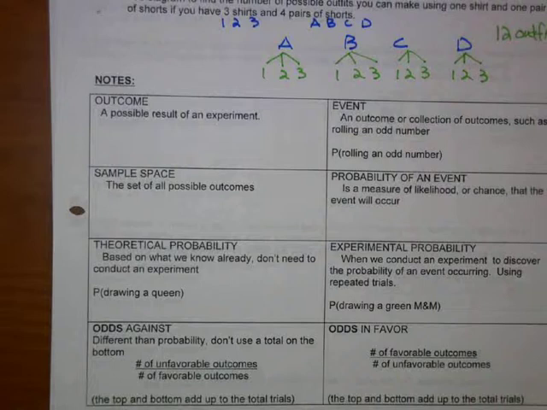I'm glad. Outcome is a possible result of an experiment. So let's say you roll a die. How many possible outcomes are there? 6. It has 6 ways it could land. That's what outcomes mean. Okay?